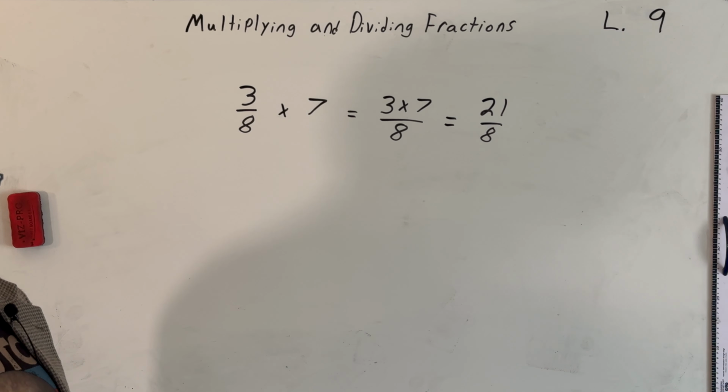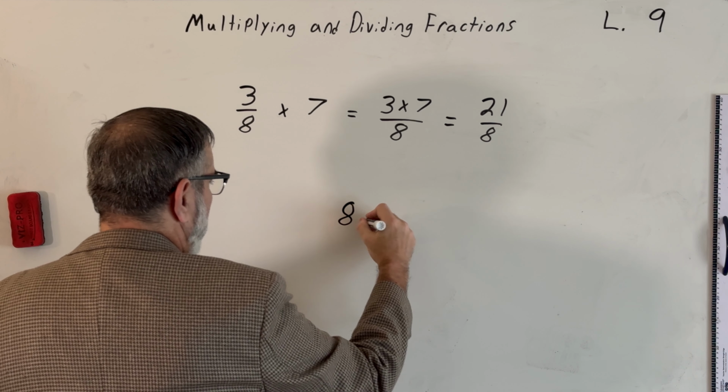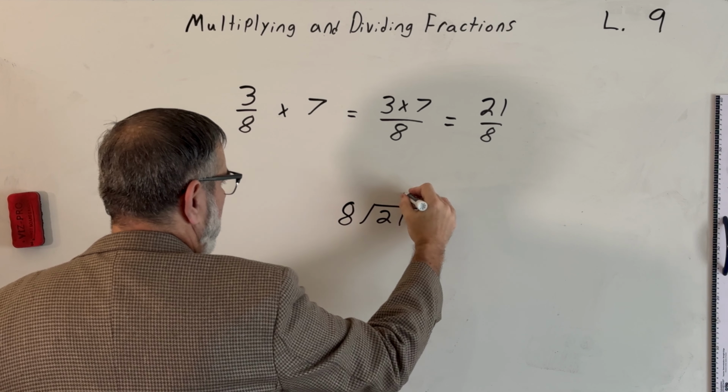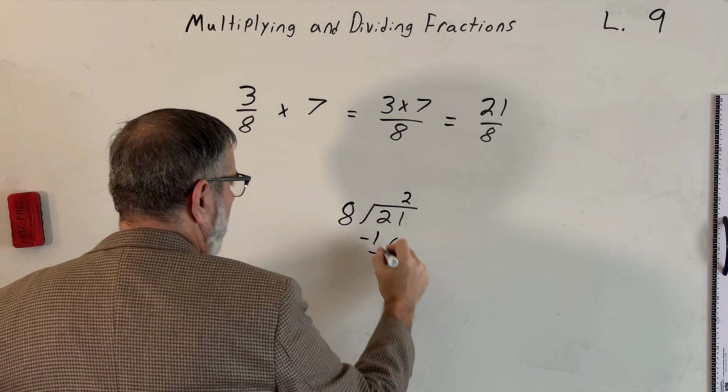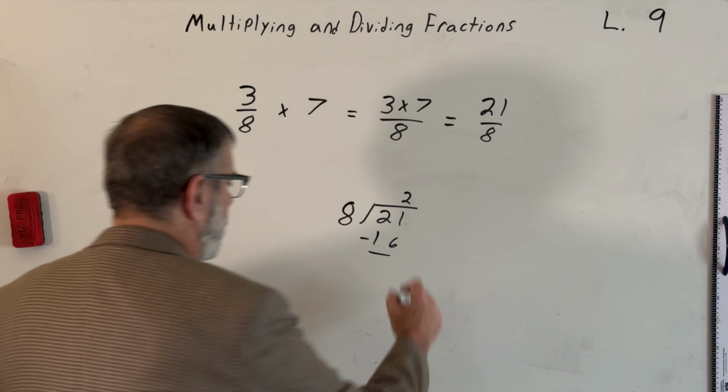So let's write it as a mixed number. How many 8s can we get into 21? Well, if we don't remember how to do this, we can divide 8 into 21. Yep, 2 will give us 16. And what is 21 minus 16? 5. So we get a remainder of 5. But that means we can write the mixed number as 2 5/8.